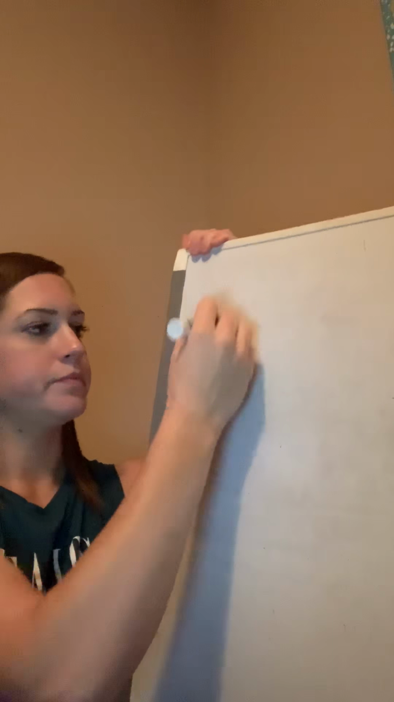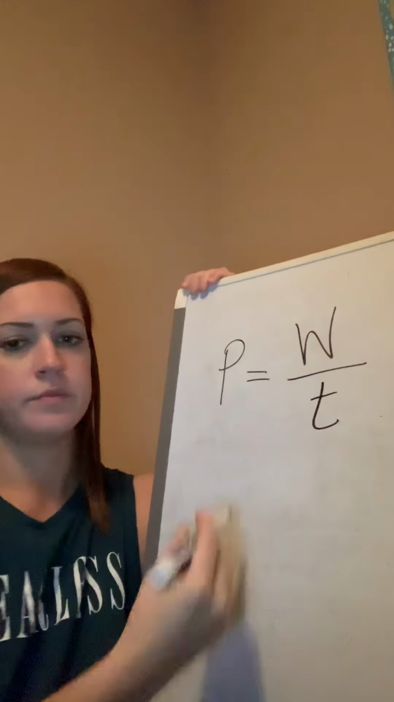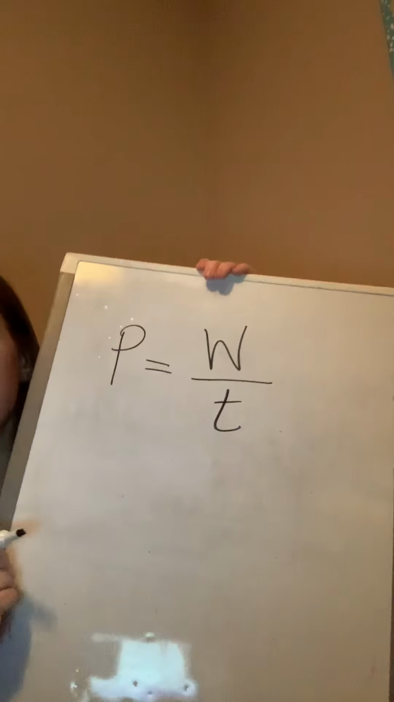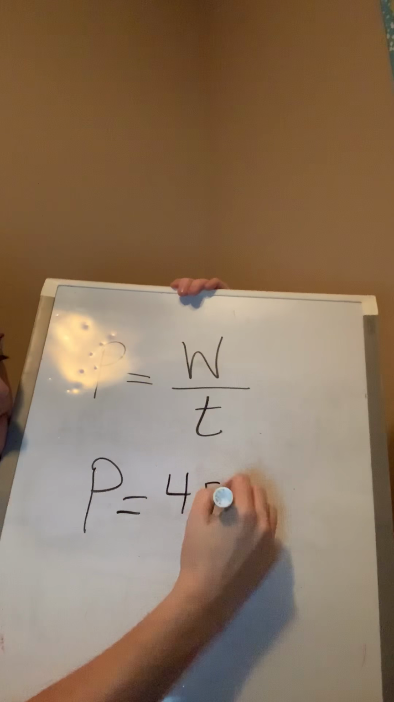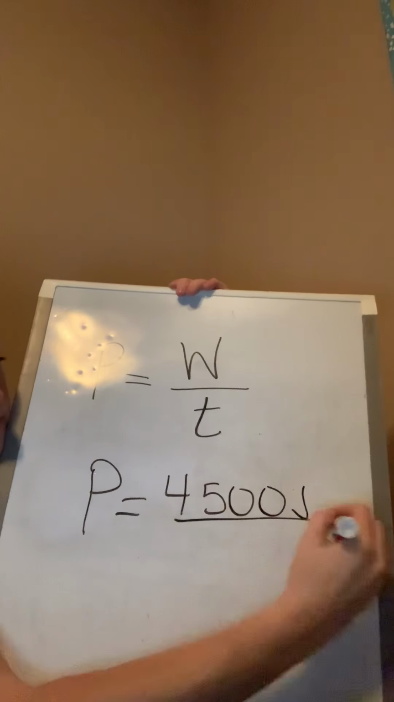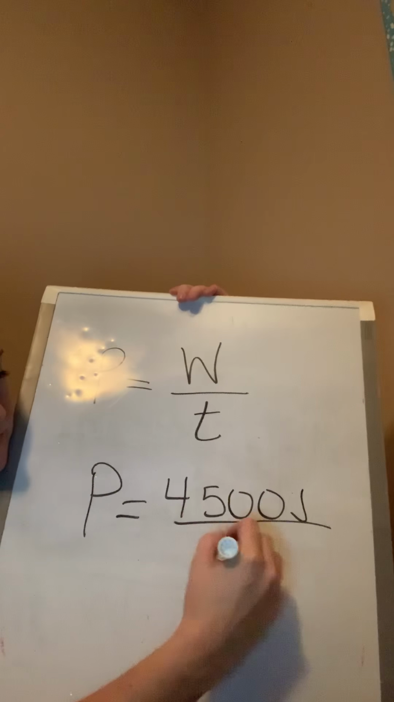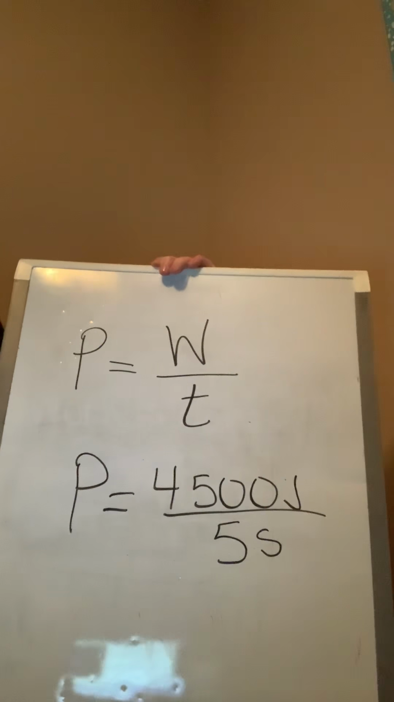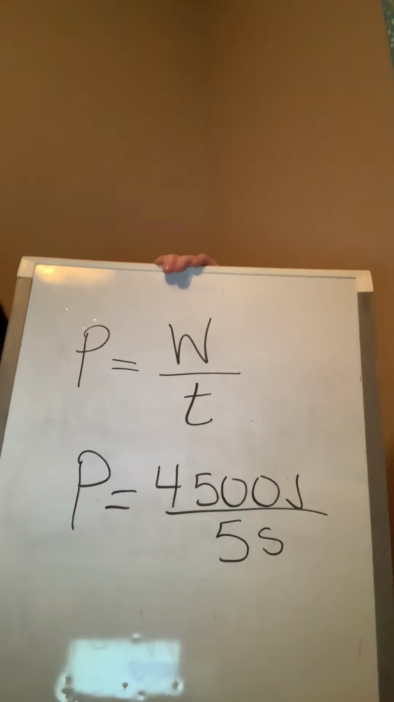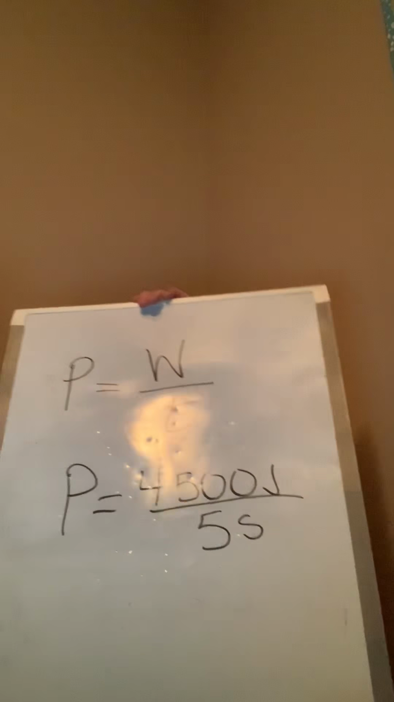So power is equal to work divided by time. If we have 4,500 joules and they're doing that amount of work in 5 seconds, that's how I set my problem up. 4,500 divided by 5. Punch that in my calculator. It is 900 watts.